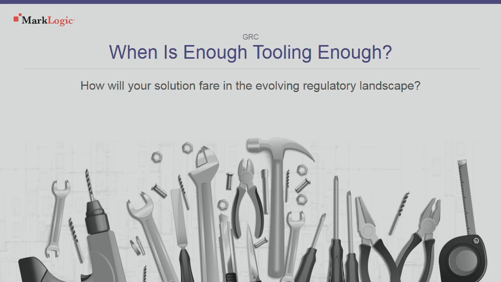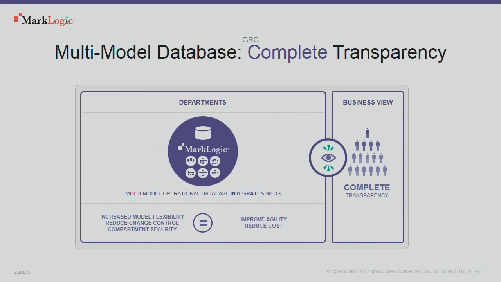When is enough tooling enough? When can I start to think about, or how do I start to think about, using the pressures I'm getting from my external regulators, and the funding my business has to make available to do this, to actually make a step change and do it in a better way? When is enough tooling enough? And that's when you can start thinking about MarkLogic.